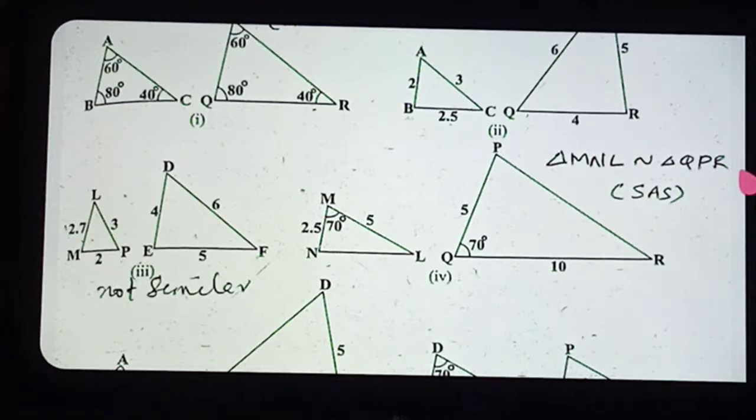Okay, and the next one is ML by what? ML by QR. It is coming now. Then angle M's position, what should come? Q. M is 70, Q is also 70. So M's position is Q only. All three conditions are satisfied.